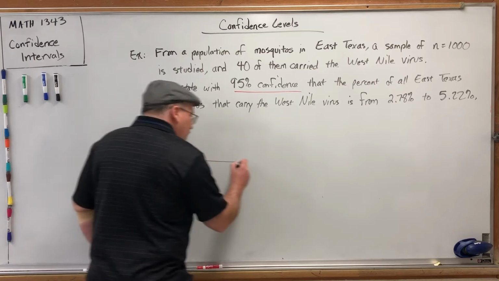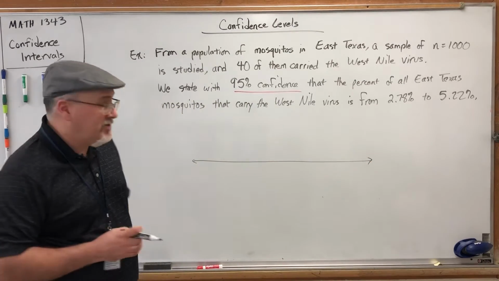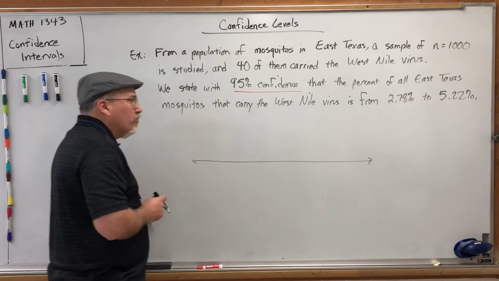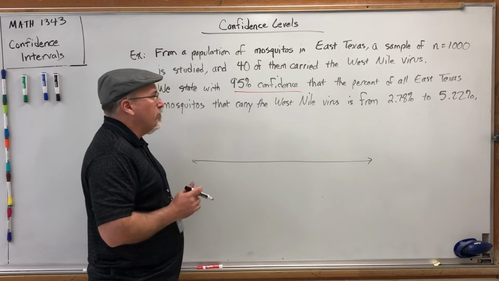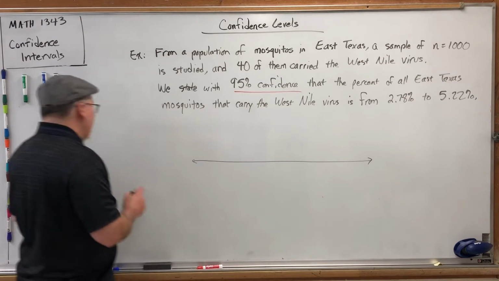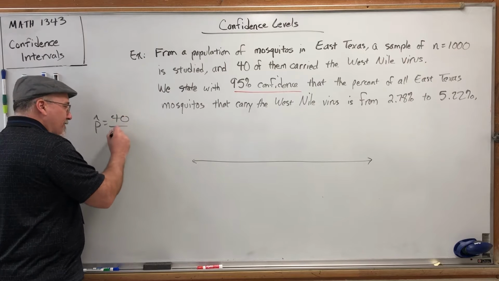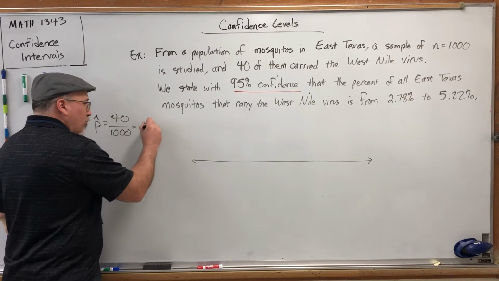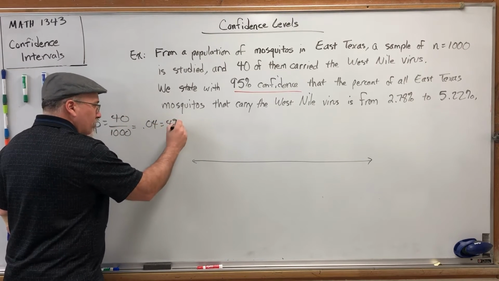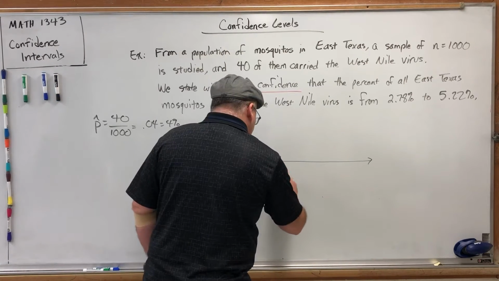When we build this confidence interval, and we will go through this exact example soon, we start by figuring out the percent that we got from our sample. And again, the percent from the sample, which would be P hat, is the 40 out of the 1,000, which is 0.04, which is 4%. So if we're going to make an interval, we have to center it at 4%.